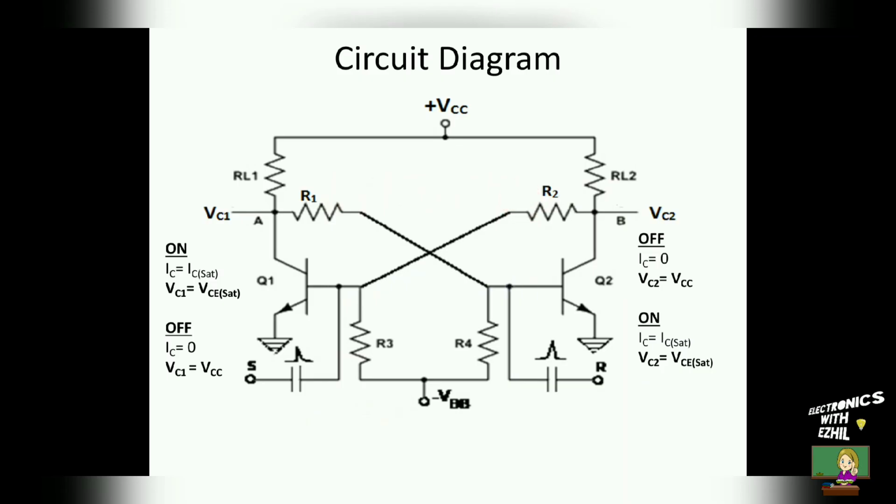The transistors Q1 and Q2 are NPN transistors. Both are identical. The minus VBB voltage is given to the base of transistor 1 and the base of transistor 2 through the resistors R3 and R4. These two resistors are also identical. This minus VBB will help the bistable multivibrator circuit to stay in its stable state.